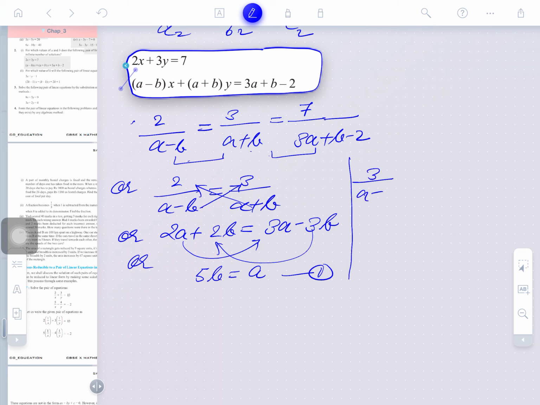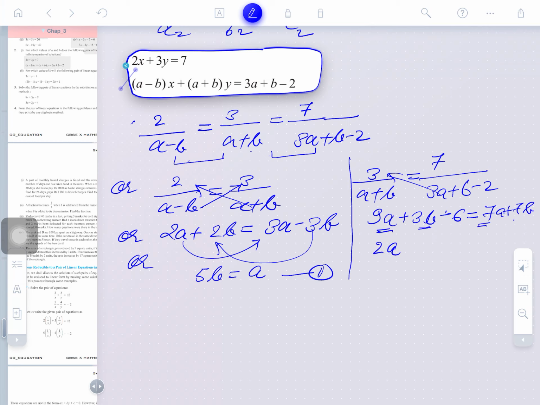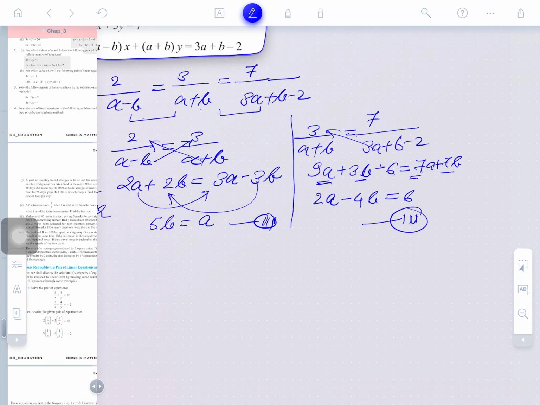So 3 upon A plus B is equal to 7 upon 3A plus B minus 2. Do cross multiplication. It's 9A, 3B and minus 2 threes are 6, so 6 here, and next is 7A and 7B. Now, it's A, it's also A, so 2A will leave here. It's B, it's 7B, transfer that, minus 4B leaves here, and this 6 will be transferred to the other side. So another equation is formed here, the fourth or the third. Clear? Two more relationships we found here.